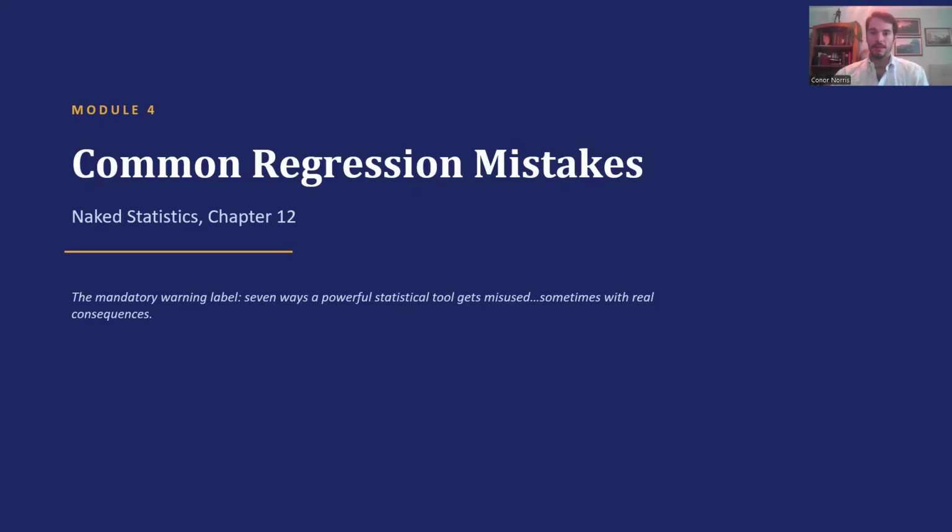Welcome back. This lecture covers Chapter 12 of Naked Statistics, Common Regression Mistakes. In the last module, we learned how powerful regression analysis can be. This chapter serves as a sort of warning label, and we're going to cover the most common ways that the power of regressions get misused, and sometimes with real consequences.